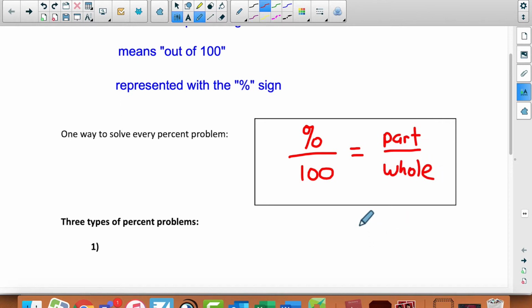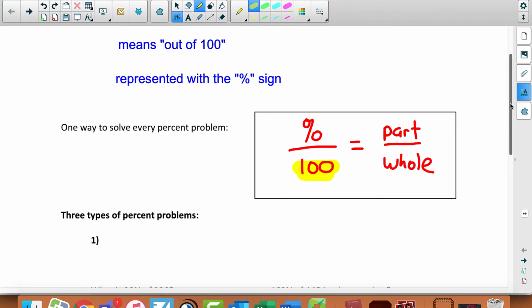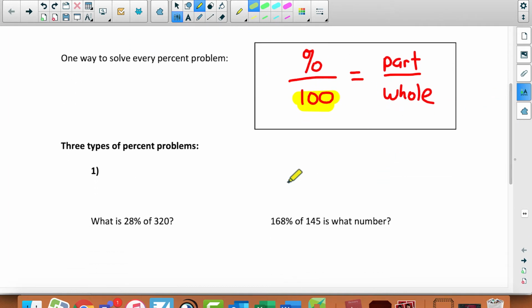Okay? So the 100 is always going to be there. That's not going anywhere. For every single one of these percent problems, you're always going to be able to put 100 there. Then you have a percent, a part, and a whole. You're going to be given 2 of these 3 things, and you're going to have to find the third by solving a proportion. Okay, so the 3 types of percent problem. One type is when you don't know the percent, one type is when you don't know the part, and one type is when you don't know the whole. But you solve them all the same way, just by plugging into here and cross-multiplying. So let's take a look at the 3 types.